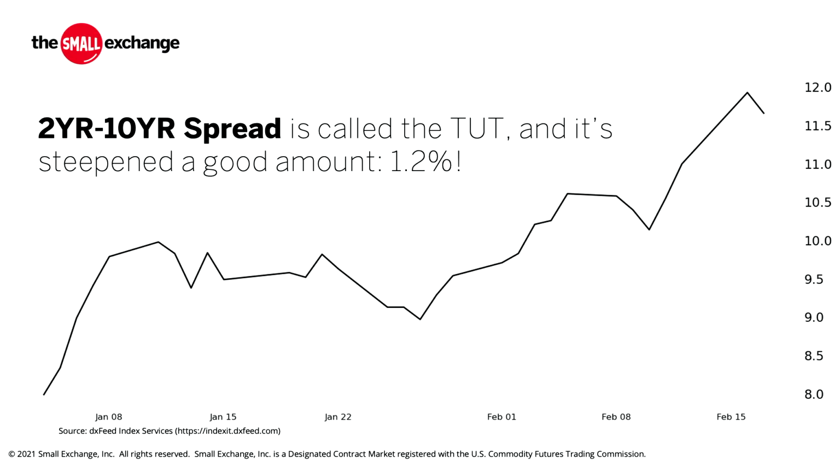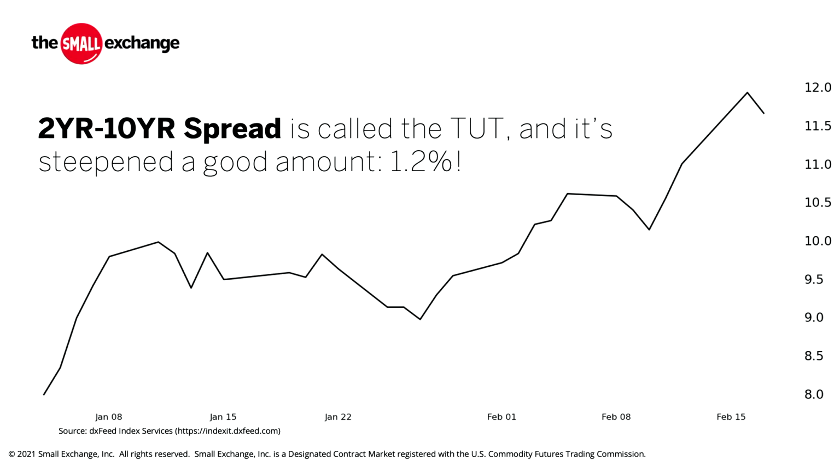The steepener being buying the longer term piece and selling the shorter term piece. The flattener being vice versa of that. I'm buying the shorter term piece and I'm selling the longer term piece because I want that yield curve to come in and flatten and those rates to get more similar.